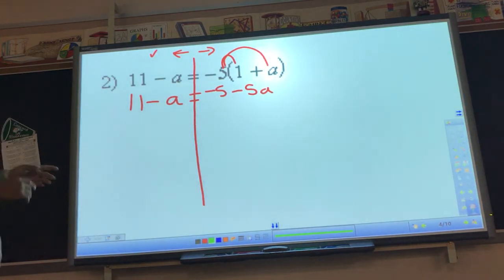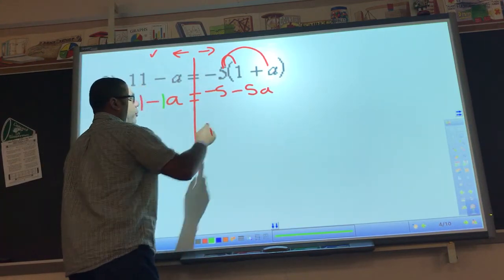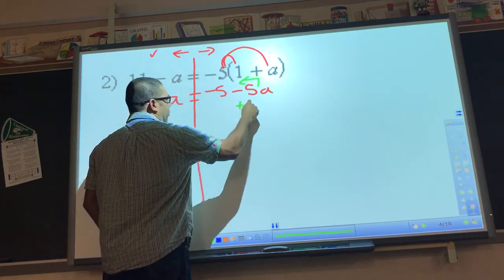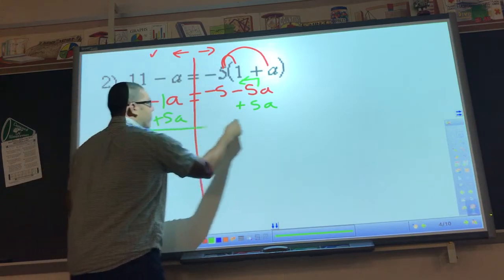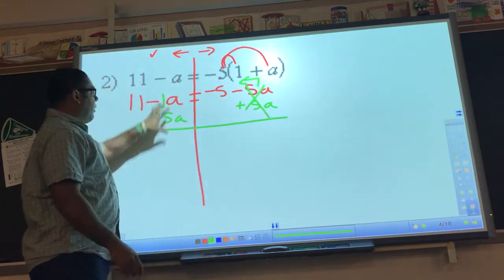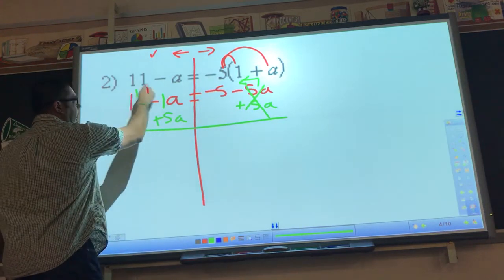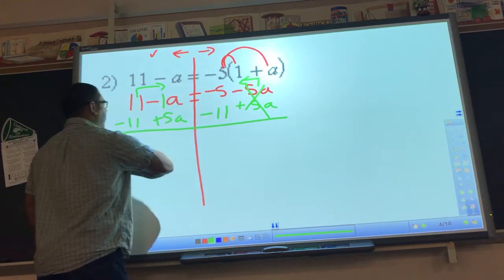Got variables on both sides. My variable terms are negative 1a and negative 5a. I need them on the same side. So I'm going to move the negative 5a to the left. It's a negative 5a, so I'm going to add a positive 5a to both sides. That's going to be 0. Since my variable terms are on the left, I have to move this 11. It can't be on the same side. It's a positive 11, so I'm going to add a negative 11 to both sides.